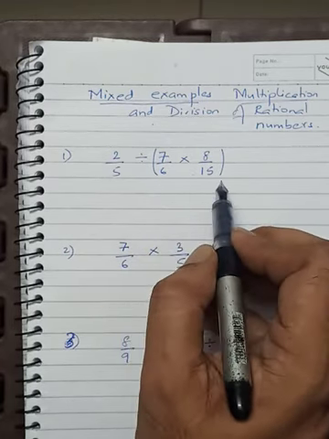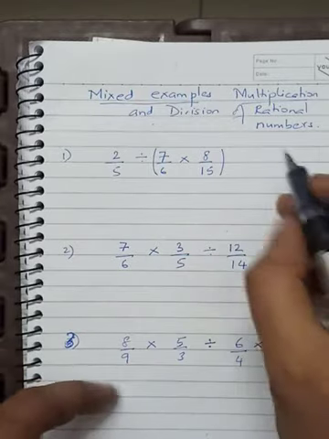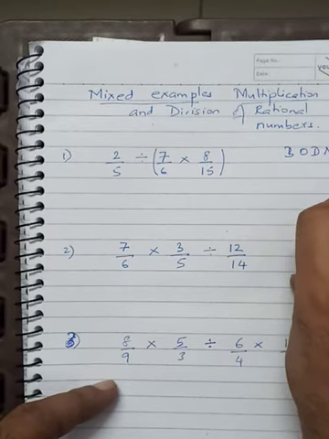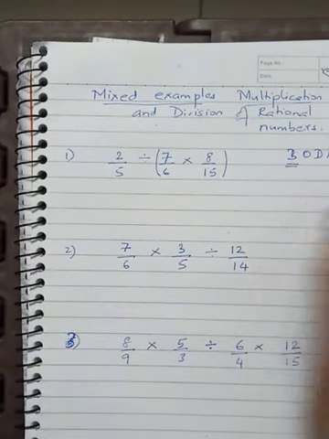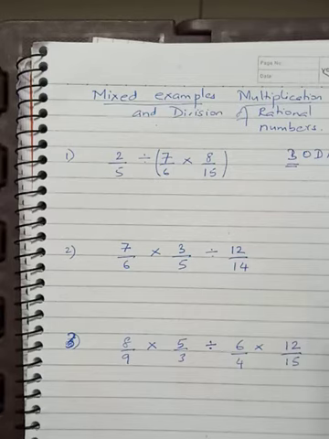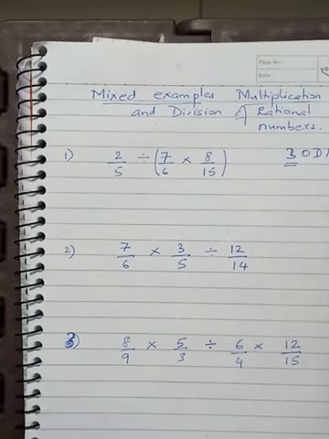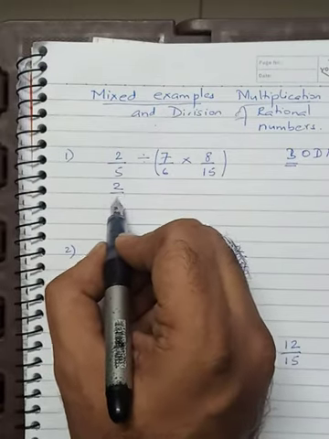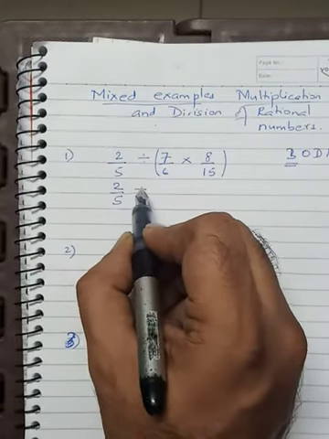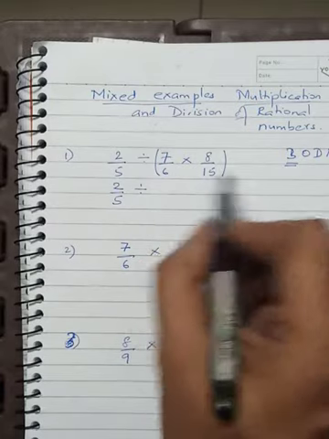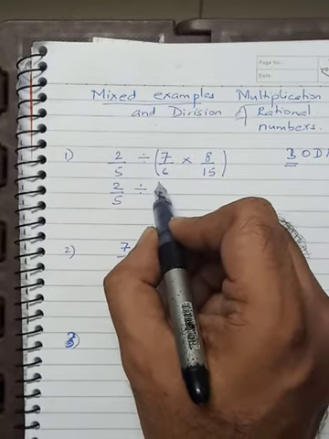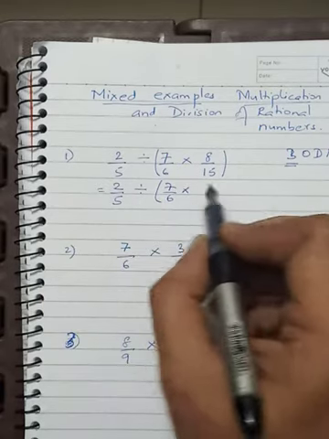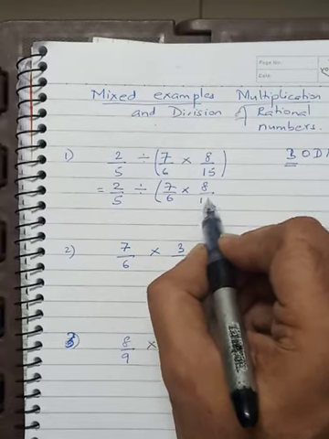Remember, there is a bracket over here. So according to my BODMAS rule, I have to first solve the bracket, then the multiplication, and if there is addition or subtraction, that will come later. So here, 2 upon 5 divided by, because I have to solve the bracket over here. Let's see if the bracket needs to be solved. Let's see, 7 upon 6 multiplied by 8 upon 15.